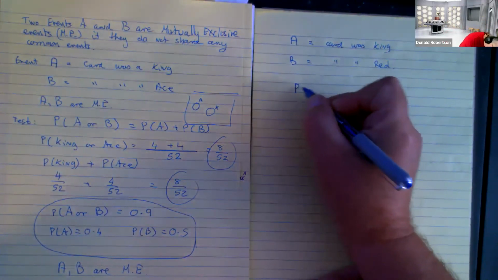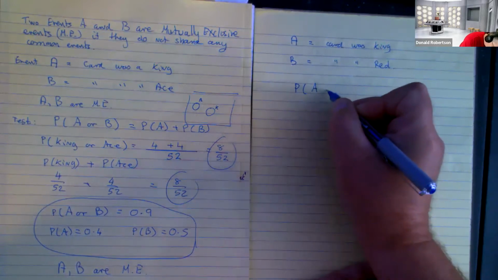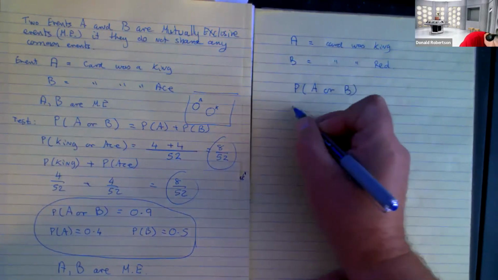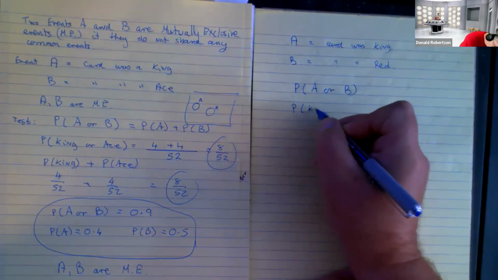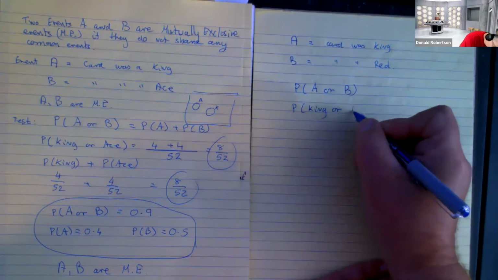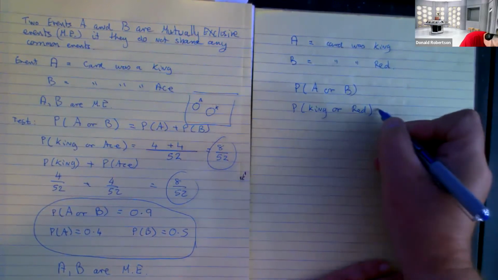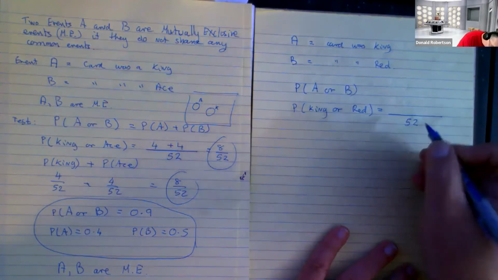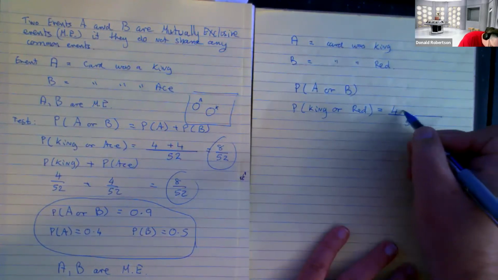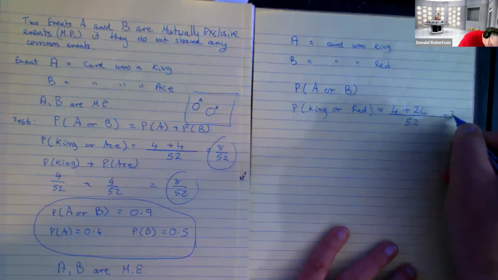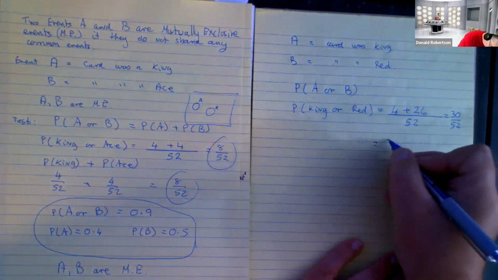So if I went and said to you, what's the probability of you getting a king or a red? So let's put that in English as well. What's the probability that you pick one card and it's a king or it's a red card? This is not the correct calculation. Oh, there are 4 kings and there are 26 red. So the answer should be 30 out of 52. That is not correct.